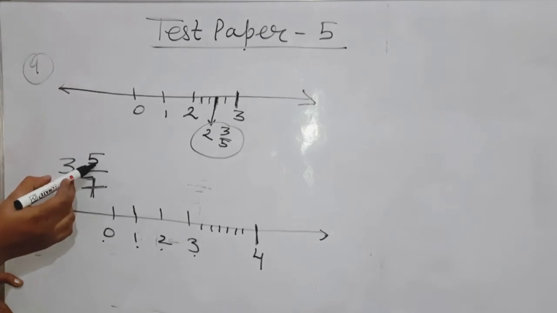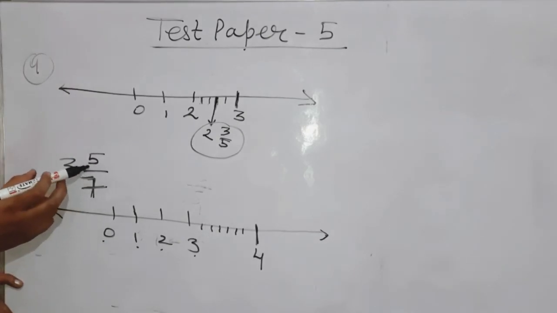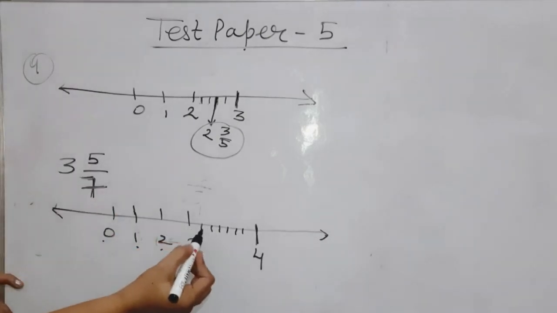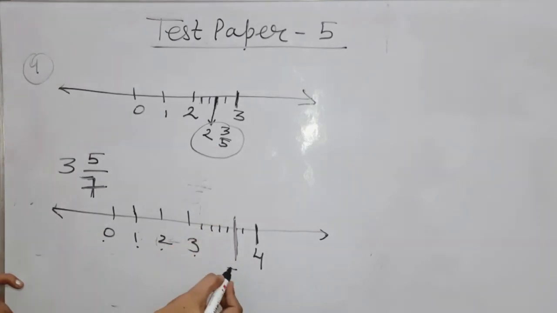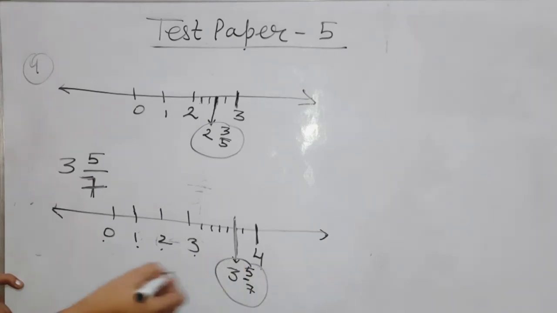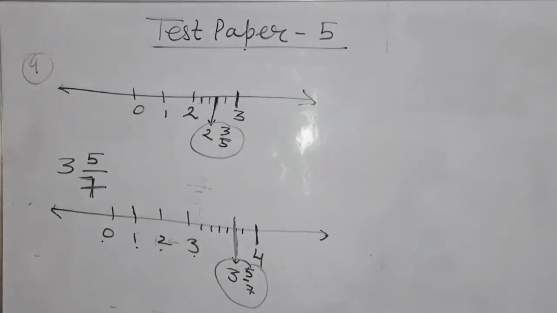So what do we have to represent? Check the numerator. The numerator is 5. So 1, 2, 3, 4, 5. This is the fifth point. So this is the point 3 whole 5 upon 7. This is how we have to represent the fractions on the number line. I hope it is clear, students.